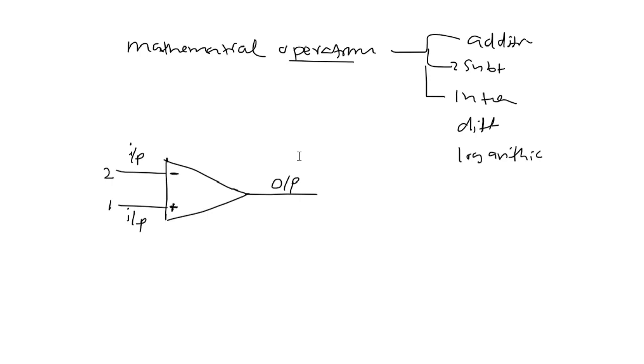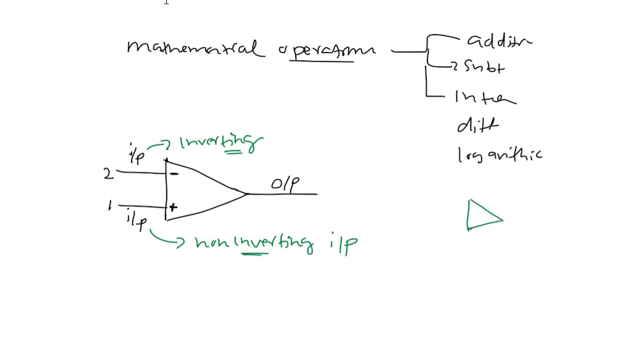Now the inputs: the input marked with the minus sign is said to be the inverting input, and the other input is the non-inverting input. Why is one said to be inverting and the other non-inverting? Suppose you have a circuit like this. This is my output. Here you have the negative polarity.